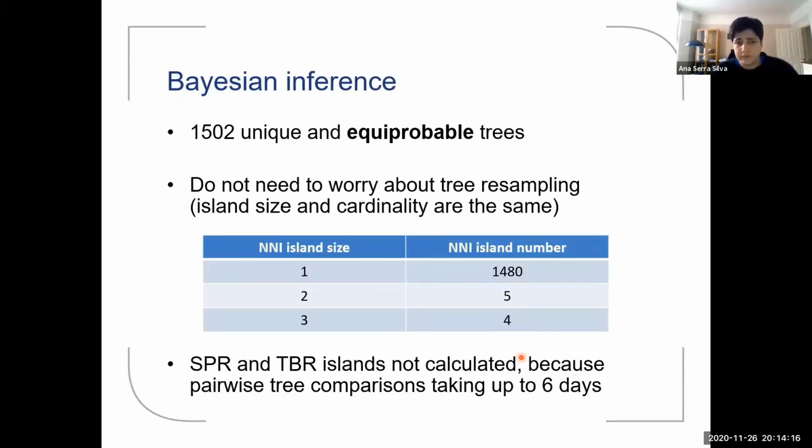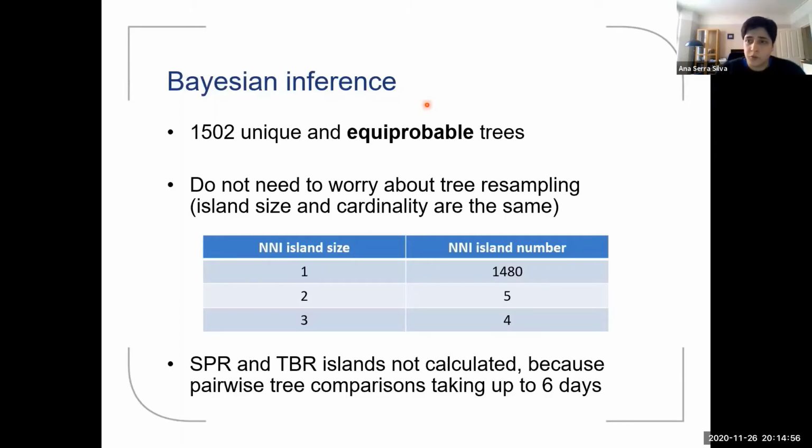So if we analyze the data matrix in MrBayes, we ended up with 1,502 unique and equiprobable trees. So this means that in this case, we can treat the Bayesian tree distribution in the same way that we treat the distribution of most parsimonious trees. Because the trees are equiprobable, we can assume there's only one of each.